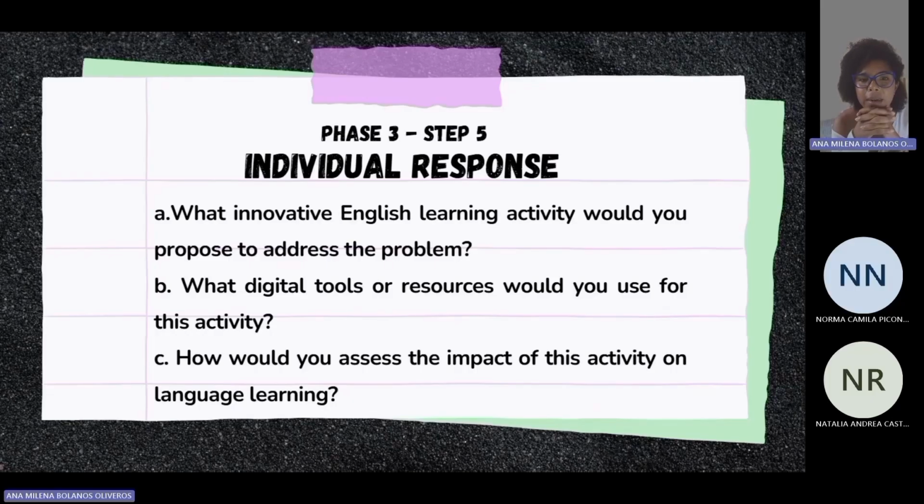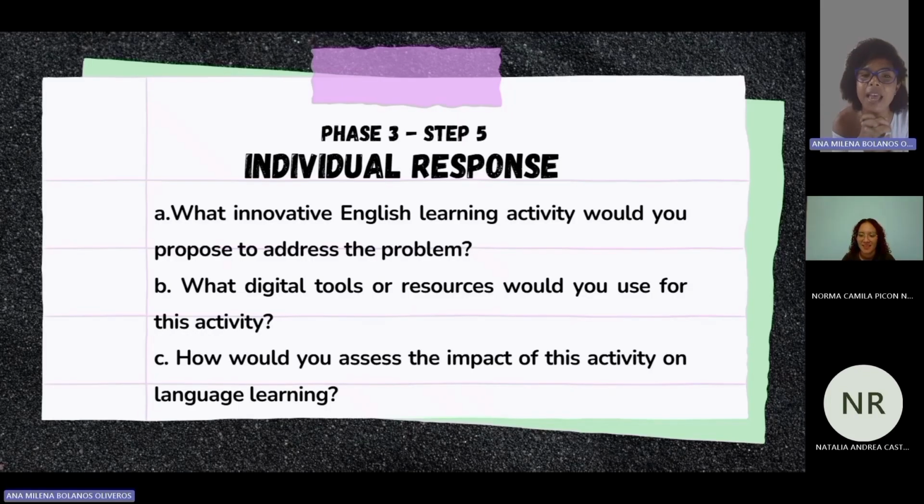Well, now my classmate Camila is going to answer these questions. So, Camila, what innovative English learning activity would you propose to address the problem? The proposal is to create a free-form activity in which students can design their own characters and describe body parts and physical characteristics using English vocabulary. They then record audio or play again about their characters. This is a dynamic activity that encourages participation and language.